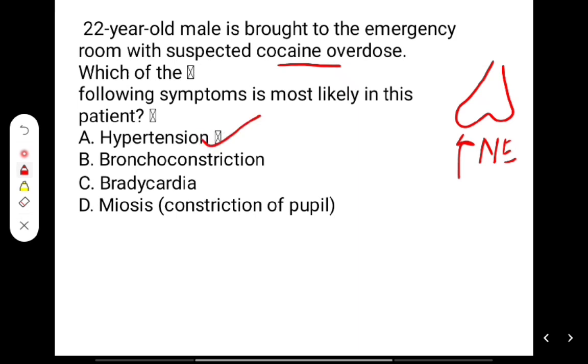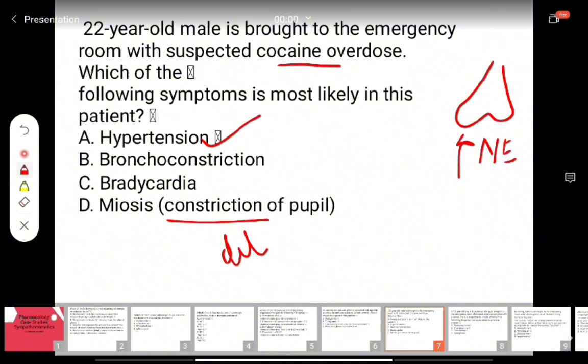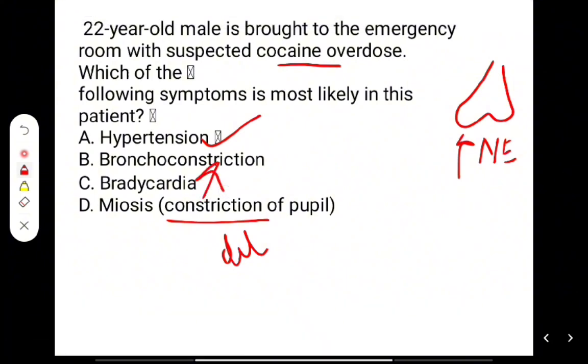and it will not lead to bronchoconstriction and it will not lead to miosis. It will lead to mydriasis. It will dilate and it will increase heart rate, not bradycardia.